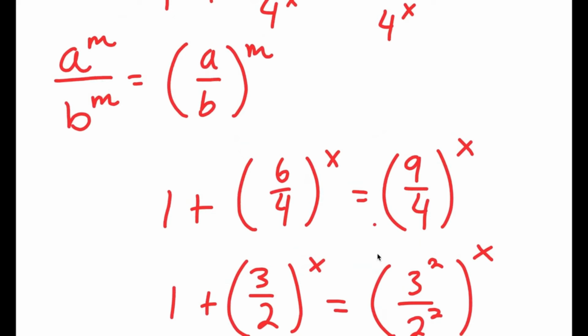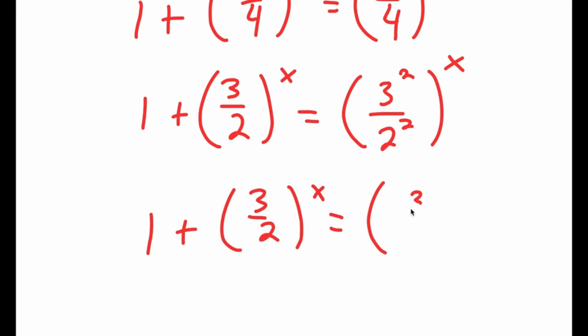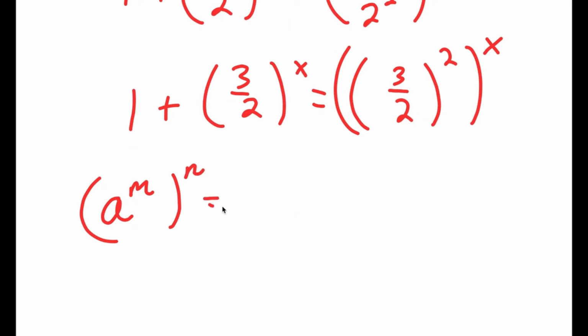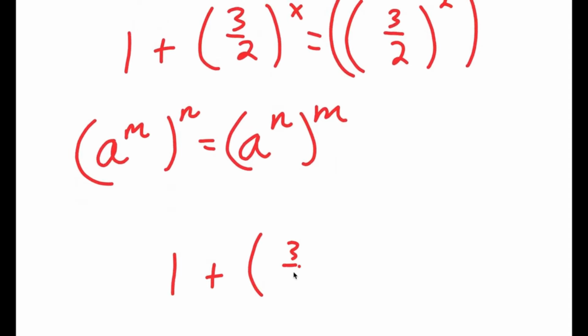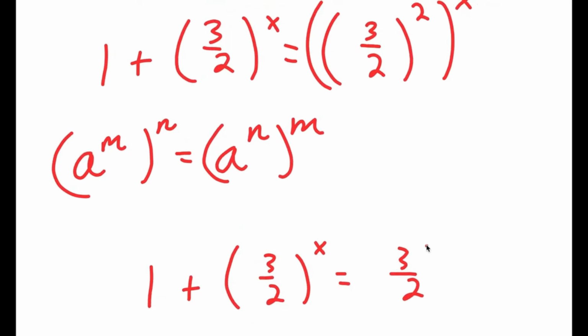And I can actually use this property again for 3 squared over 2 squared. So that's going to equal 3 over 2 squared to the power of x. And if I have something in the form a to the power of m over a to the power of n, this is the same thing as a to the power of n to the power of m. So this can equal 1 plus 3 over 2 to the power of x, which is equal to 3 over 2 to the power of x to the power of 2.